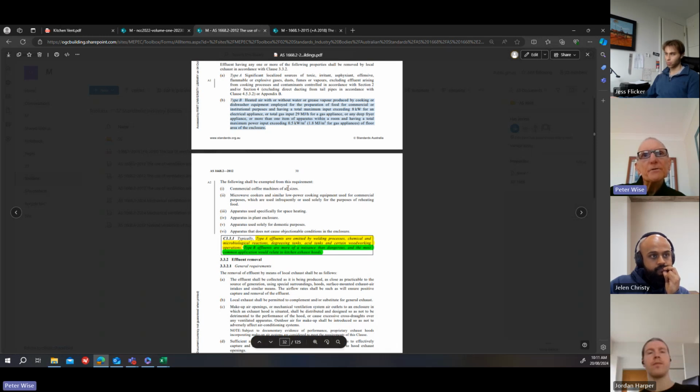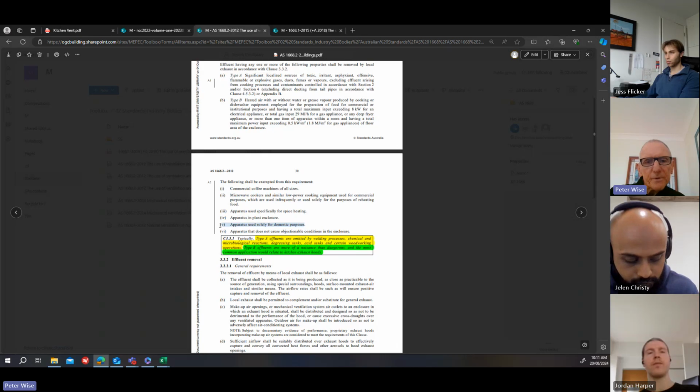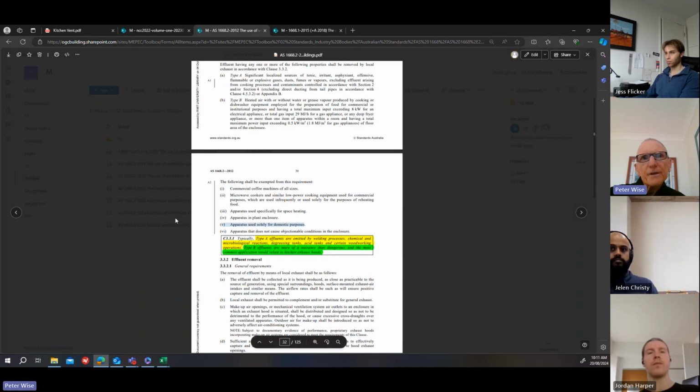However, some things are exempted. Commercial coffee machines, so you see coffee machines sitting on benches in cafes, they don't need a hood. They're exempted. Microwave cookers or similar sort of things don't need to have a hood. And one of the ones mentioned here, apparatus used solely for domestic purposes. So they don't have to have this commercial type of hood, and we all know that. You don't have them in your home.